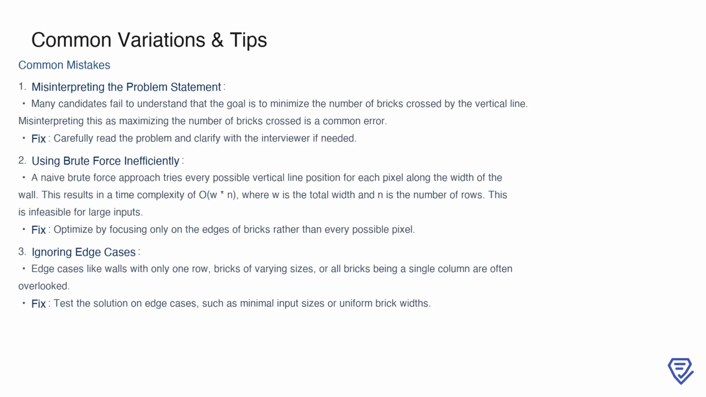For example, trying every possible vertical position across the entire width of the wall results in a time complexity of O(w*n), which becomes infeasible for larger inputs. Instead, you should focus only on the edges of the bricks where a vertical line could potentially pass through. Finally, edge cases are often overlooked. These can include walls with only one row, bricks of varying sizes, or cases where all bricks form a single column. Testing your solution against these edge cases is critical to ensure its robustness.